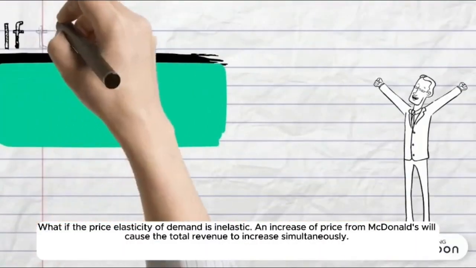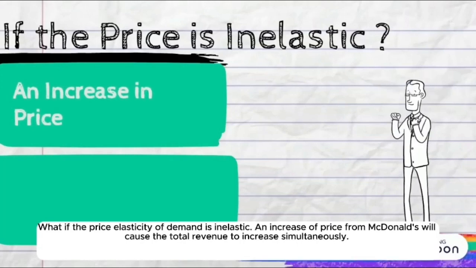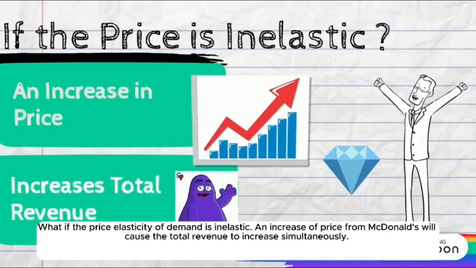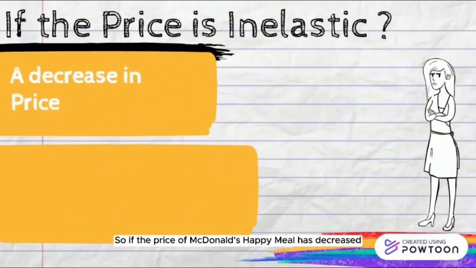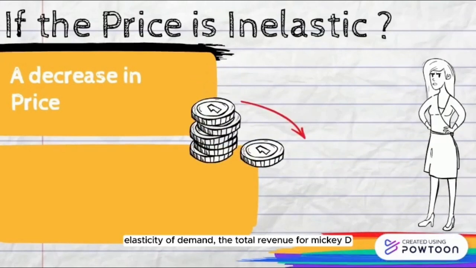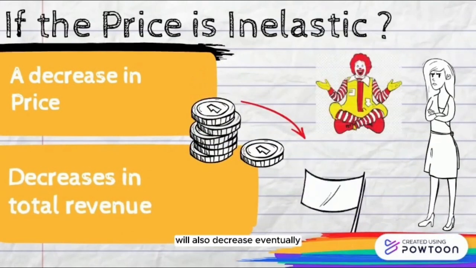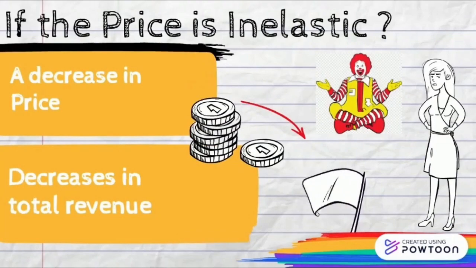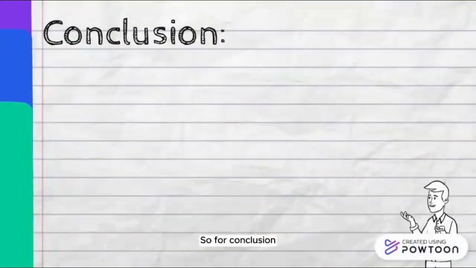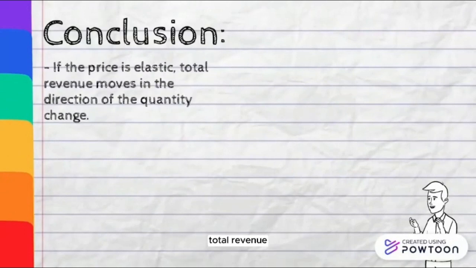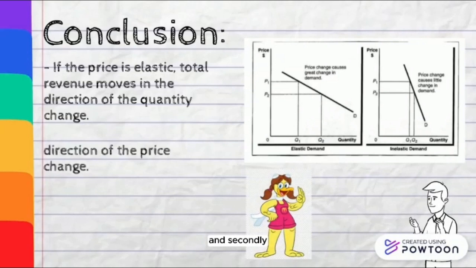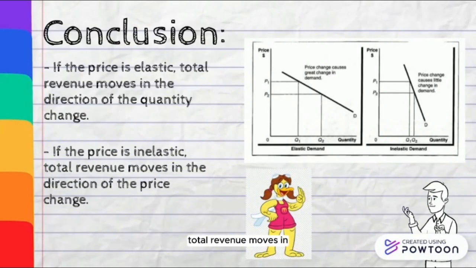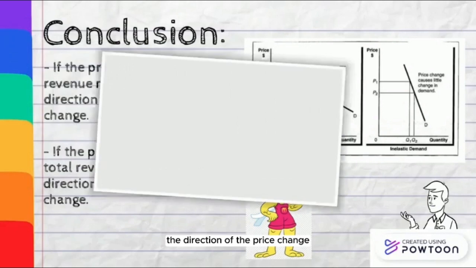What if the price elasticity of demand is inelastic? An increase of price from McDonald's will cause the total revenue to increase simultaneously. So if the price of McDonald's Happy Meal has decreased under inelastic price elasticity of demand, the total revenue from McDonald's will also decrease eventually. So for conclusion, if the demand is elastic, total revenue moves in the direction of the quantity change. And secondly, if the demand is inelastic, total revenue moves in the direction of the price change.